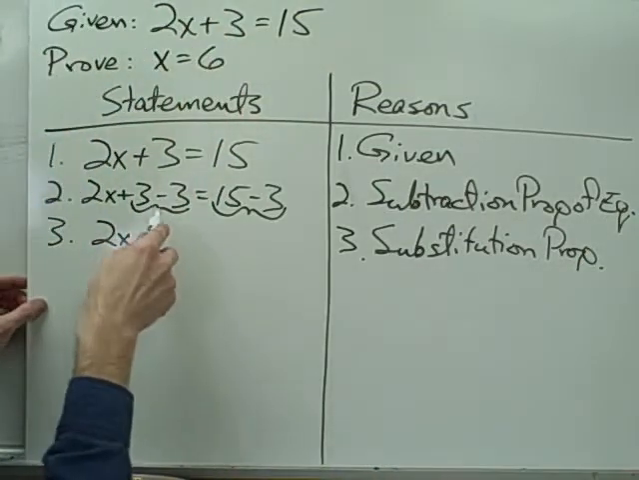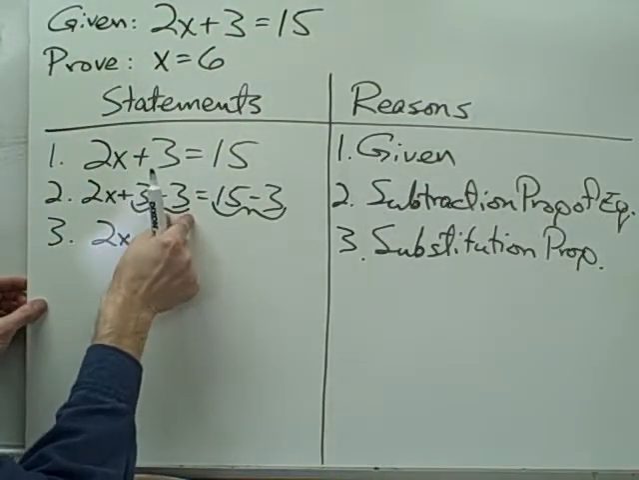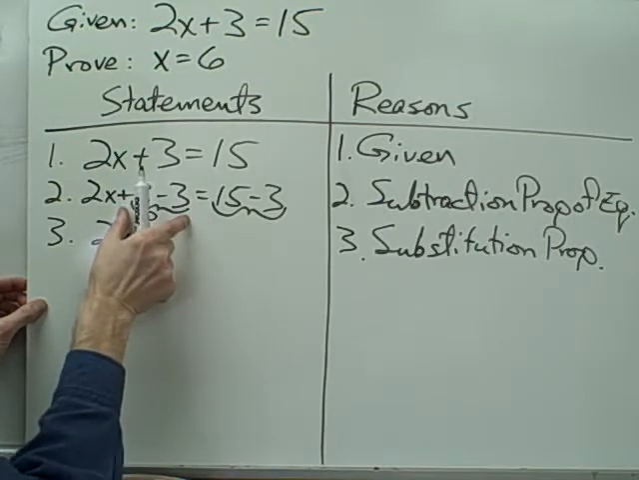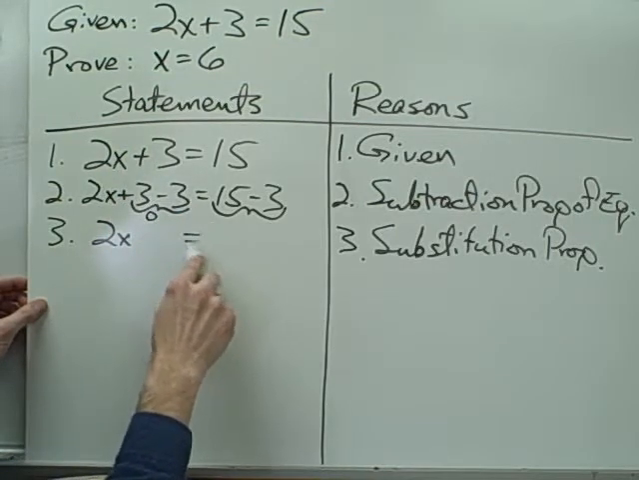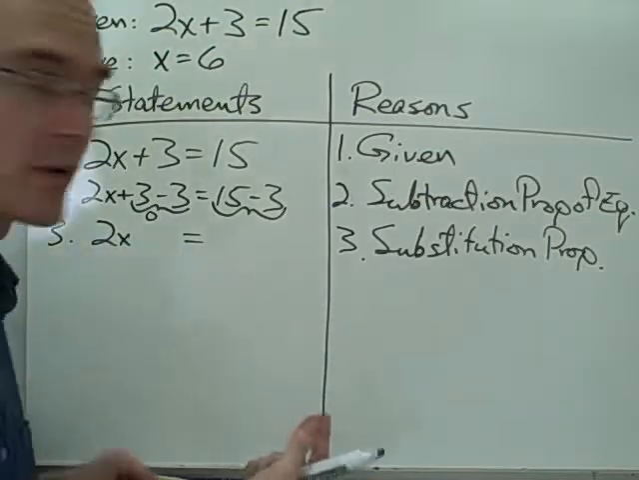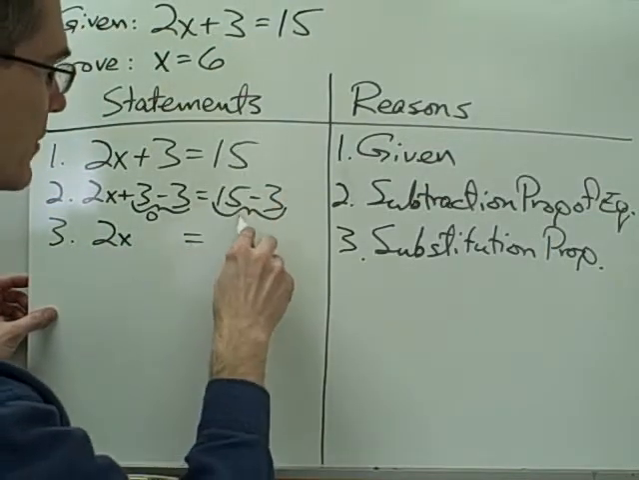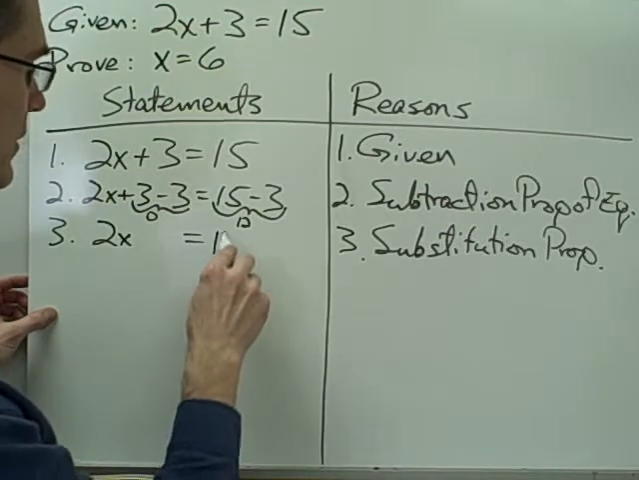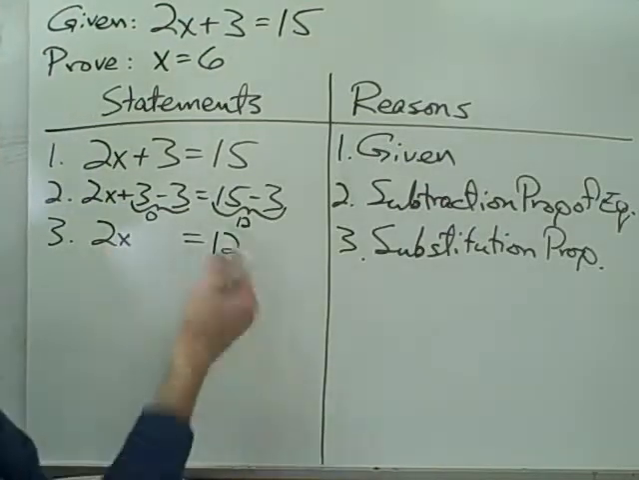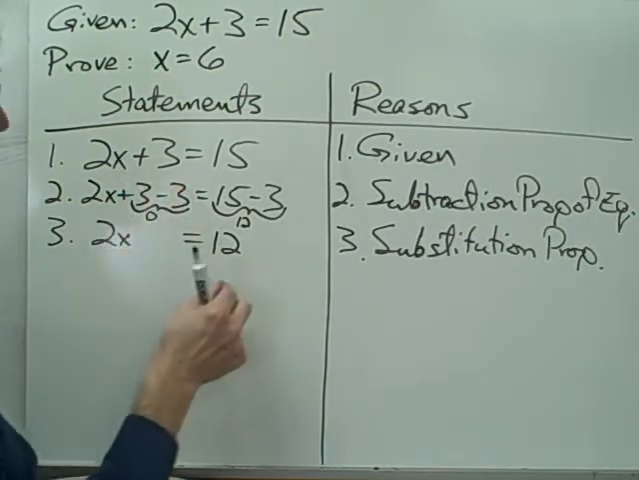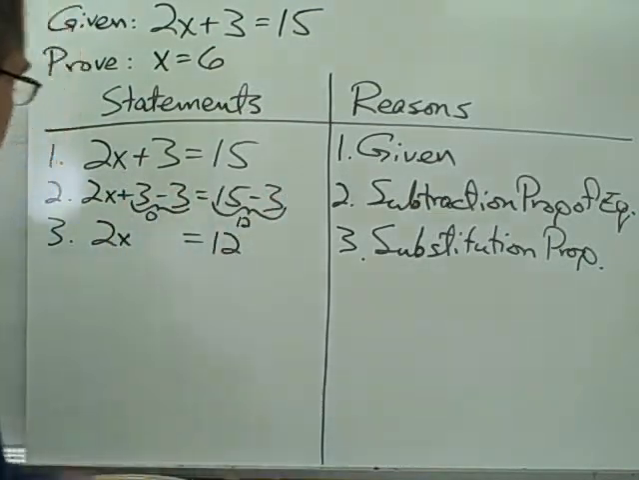And what I'm substituting is positive 3 and negative 3. I'm going to substitute 0 for that value right there. So 2x plus 0, if you want to think of it that way. 15 minus 3, I'm going to substitute the quantity 12. And I have 2x equals 12. And the reason I can write that is because I've substituted 0 for this quantity and 12 for that quantity.